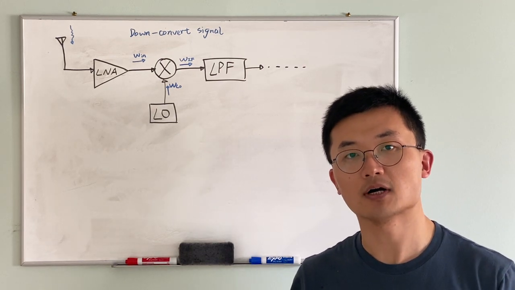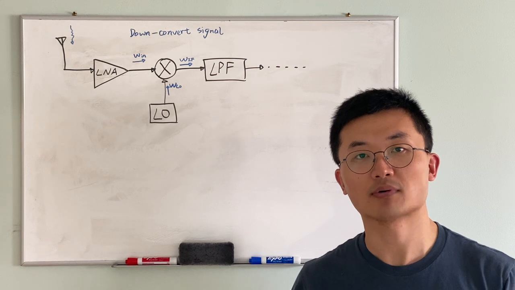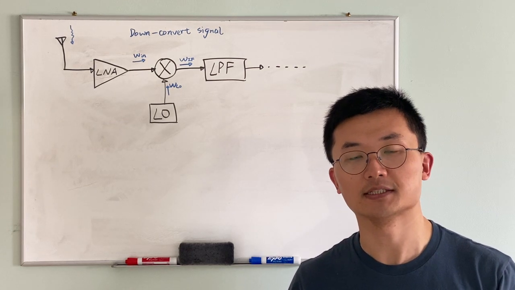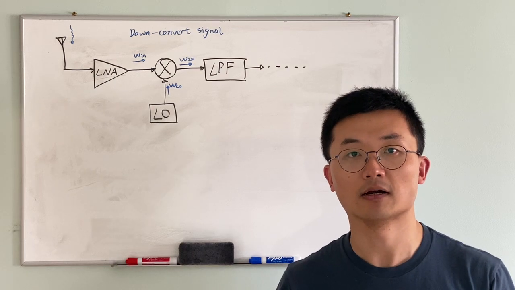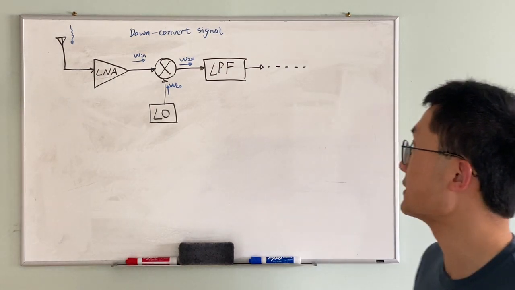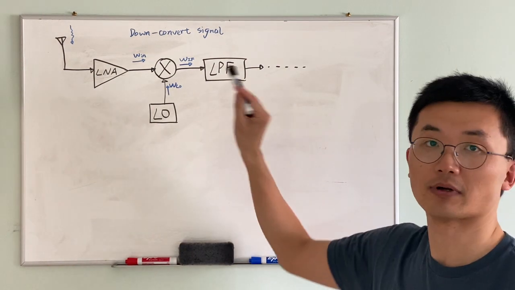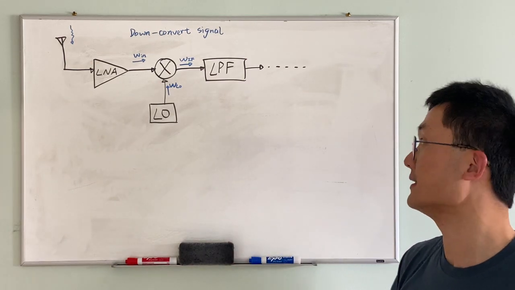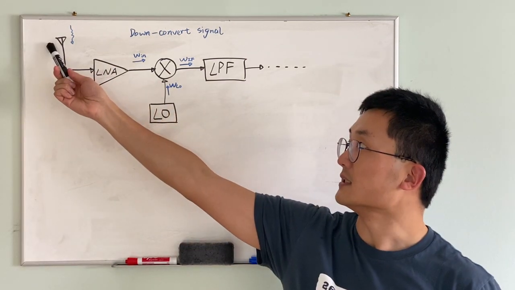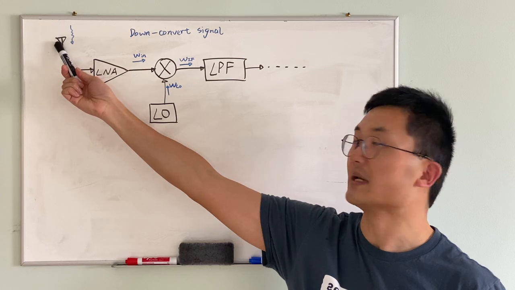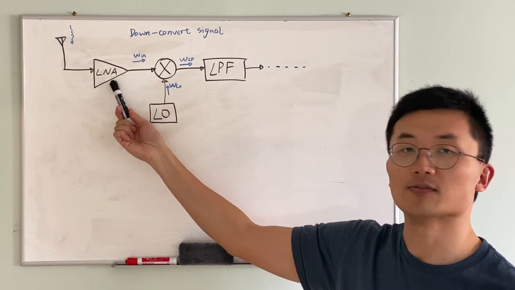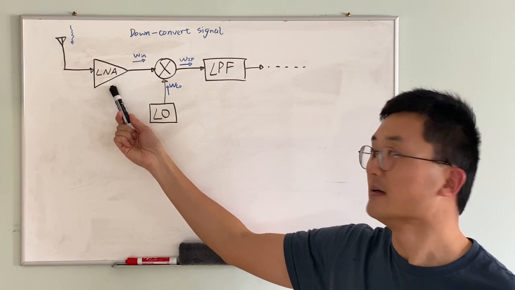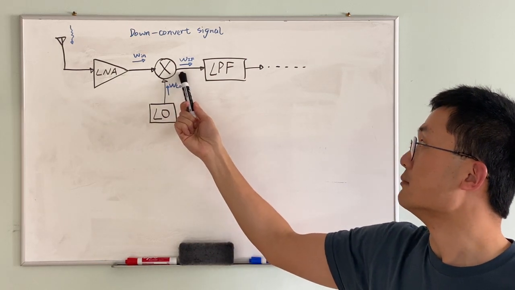Today I would like to talk about the problem of image and image rejection in a receiver architecture. So here, this is a basic diagram of a receiver design. You can see the signal coming here through an antenna. It goes through an LNA, which stands for low noise amplifier. Then it goes through a mixer.